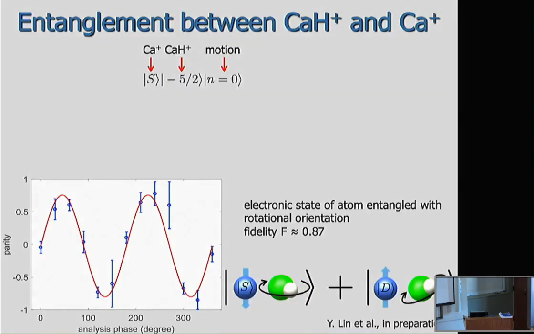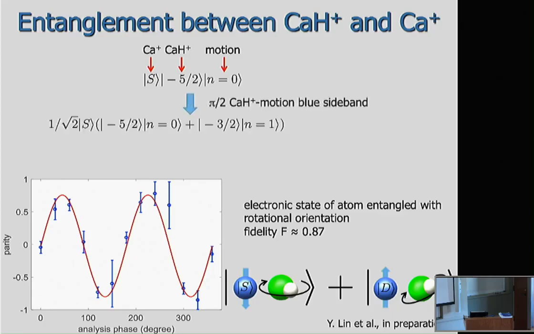Oh, well, one more thing. One really simple trick we can do, that we all know from atoms, now we can do with molecules: we can actually entangle the calcium atom and the calcium hydride molecule qubit. So this is a rotational qubit if you wish. The trick is very simple.